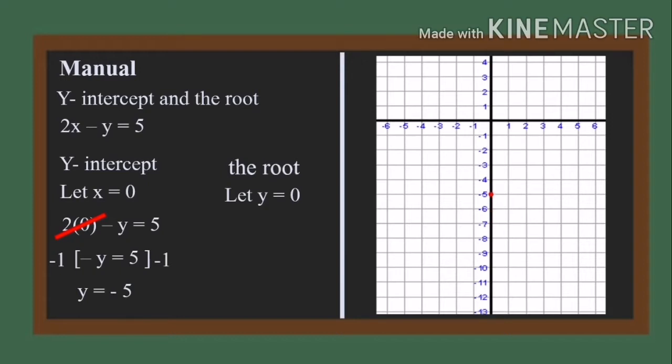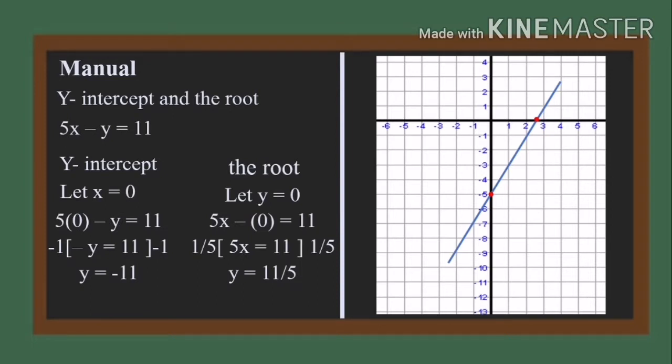Then, let us solve for the root. Let y is equal to 0. Substitute 0 in the equation, so we have 2x minus 0 is equal to 5. Cancel out the 0, so we have 2x is equal to 5. To get the value of x, we need to divide both sides by 2 or multiply both sides by 1/2. So we get x is equal to 5 over 2. As you get the value of x, plot it on the graph and connect the x and y intercepts, and that will be the graph of the equation 2x minus y is equal to 5.